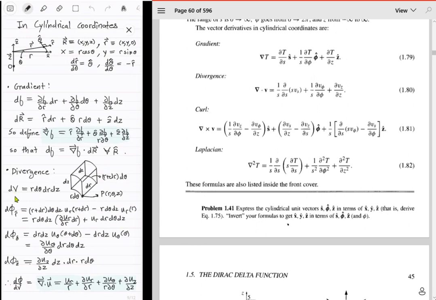But look what dv is. The volume of this thing is just r d theta dr dz, right? I mean, just multiply these things. It's almost like a cube, isn't it? So when you divide this thing by dv, what you will get is this first term, ur upon r plus partial ur upon partial r. And similarly, you do for other surfaces.